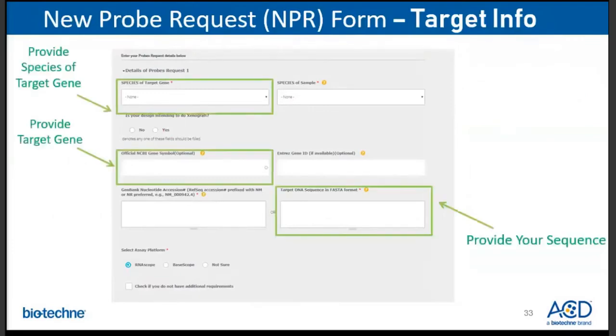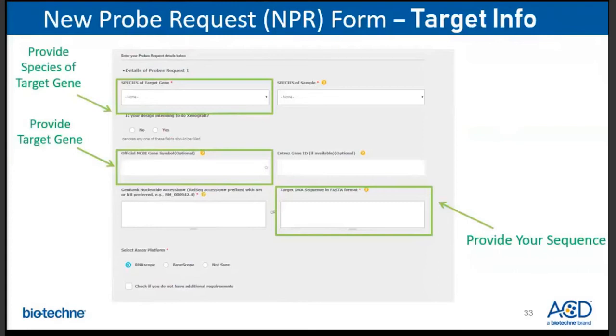Moving on to the target information. The information provided here is really important for us to get started. So we provide the species of the target gene. If you're interested in targeting a standard probe, you would probably want to use, for example, a mouse sequence. So you would put that target gene species here, and then you put the name of your target gene here.